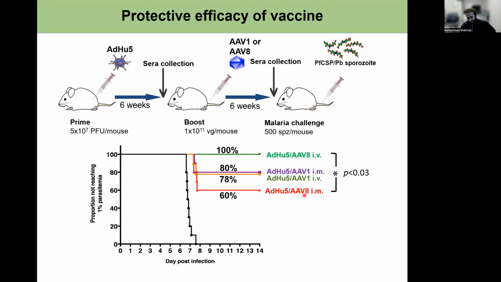This is the priming, and this is the booster with the intramuscular route. And for this one, the priming is always in the intramuscular route. So you can see that with the intravenous route, I found 100% protection. And with the adeno-associated virus 1, either with intramuscular or intravenous route, I found a similar level of protection. However, that is not my expectation. I thought that the protection with AAV8 as a booster with the intramuscular route would be a little higher, but this is an experiment we did several times, and we found that 60% protection is what we can achieve at the maximum.